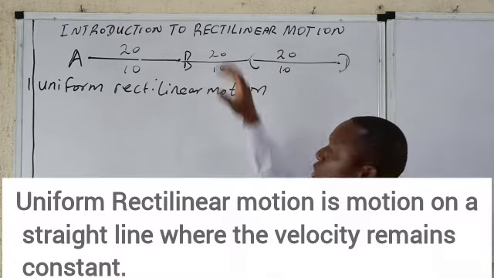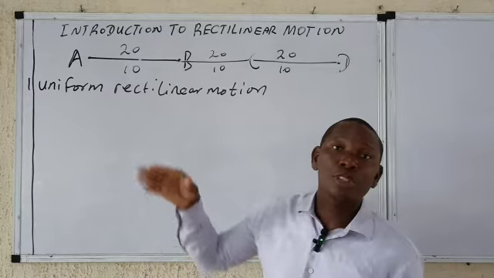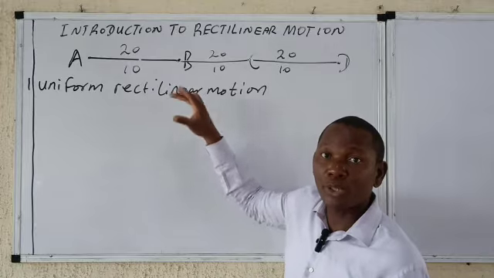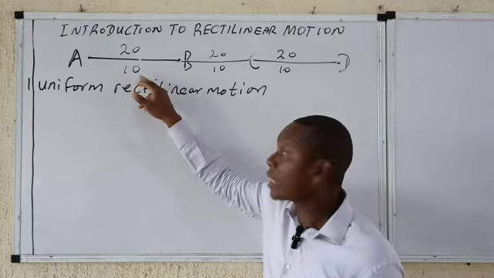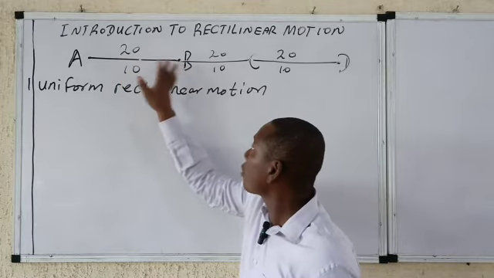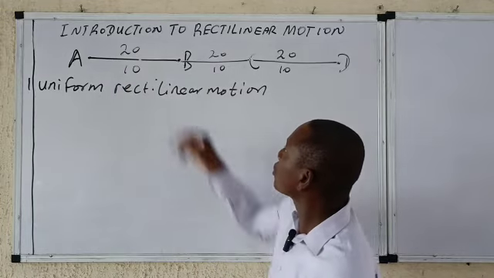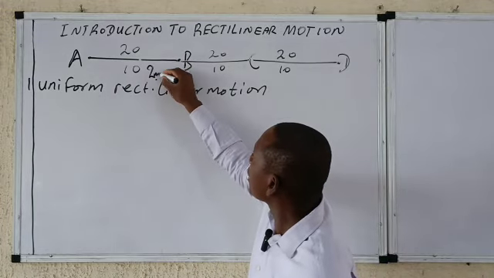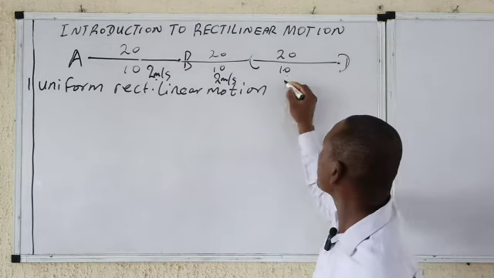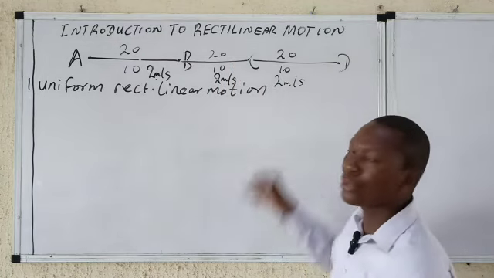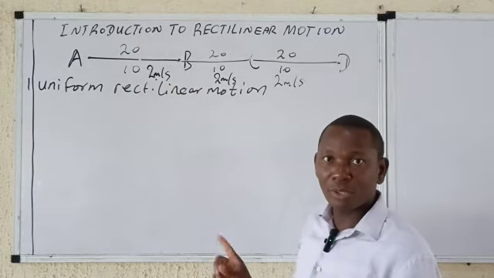What can we deduce from this? You notice that the velocity is constant. What is velocity? Velocity is distance or displacement over time. Over what? Time. The velocity or speed is what? Constant. Now, if you try to calculate the velocity from point A to point B, what will you get? 20 divided by 10. You have what? 2 meters per second. If you calculate here, you also have 2 meters per second, because it's also 20 divided by 10. And here you have 2 meters per second. So you realize that the speed or velocity is what? Constant. Please take note of that.